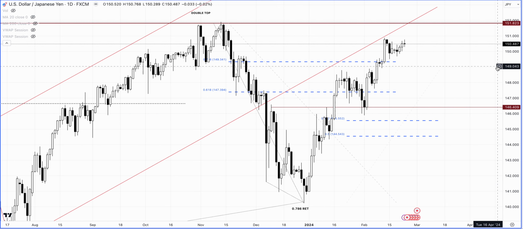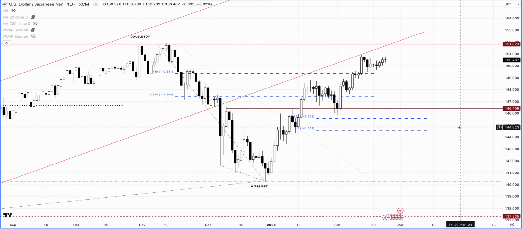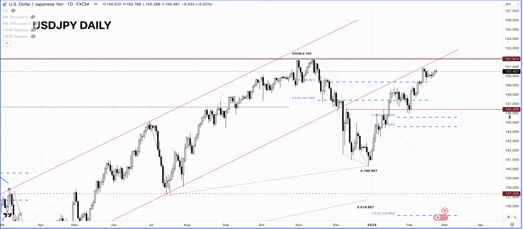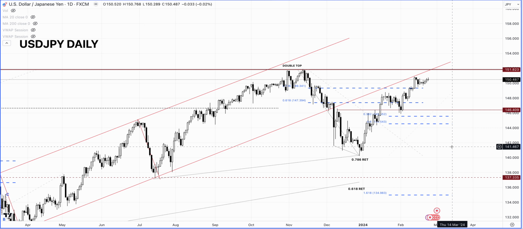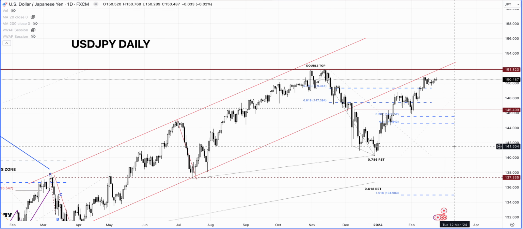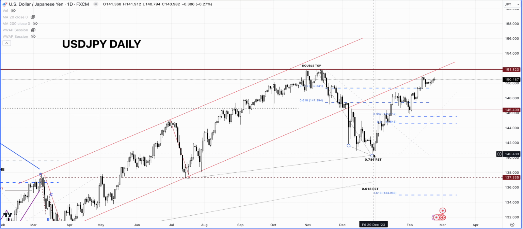The Japanese yen has actually been much weaker, or the US dollar has been much stronger against the Japanese yen. And what we have seen is that ever since it found support from the 78.6% retracement, after breaking out of this challenge to the downside, it made a resumption of the uptrend and is moving higher, and now it's really challenging these old channel highs around here. It's also above the 78.6% retracement, and there's a potential it might go and try to challenge these double top highs one more time.